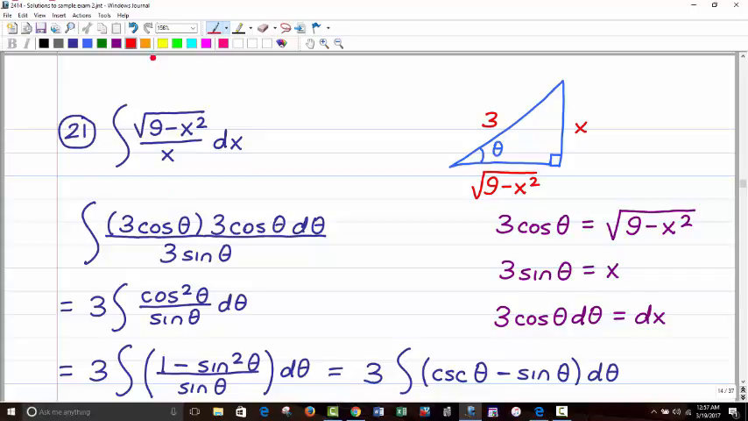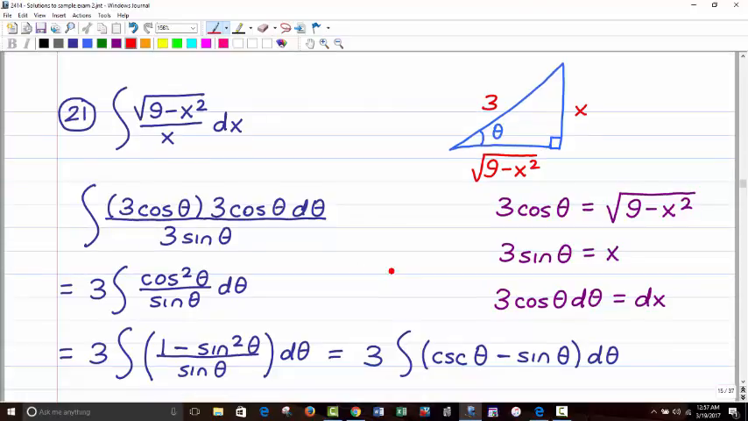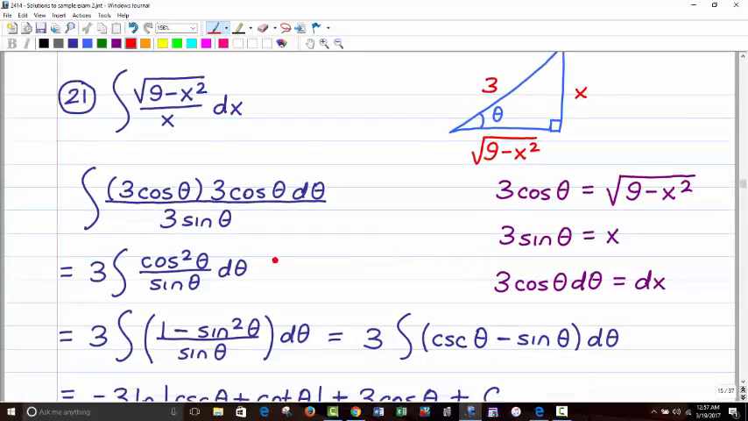We've got the radical here will be 3 cos theta. dx is also 3 cos theta, but with the d theta. And then x itself is 3 sine theta on the bottom. And that gives me cos squared divided by sine.